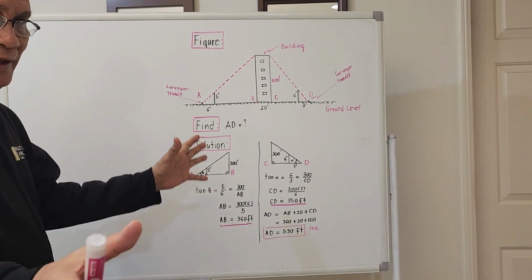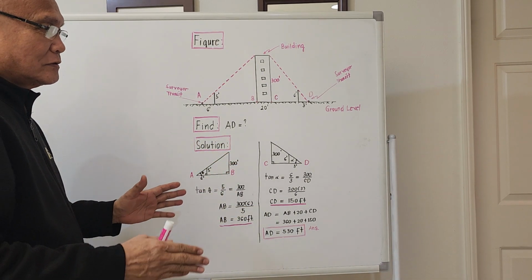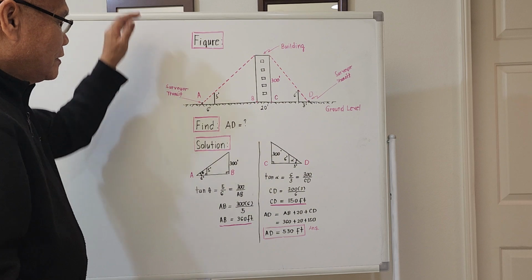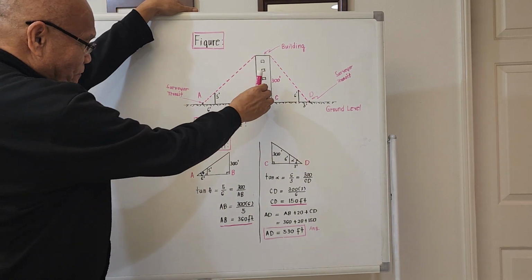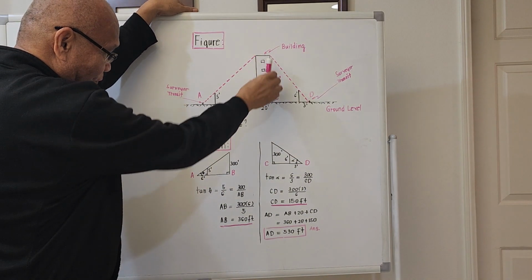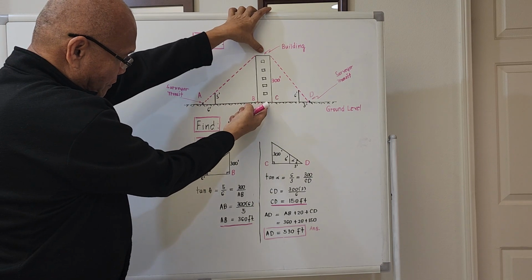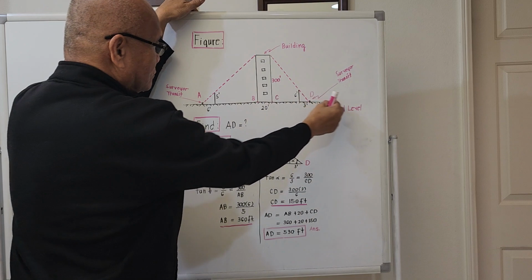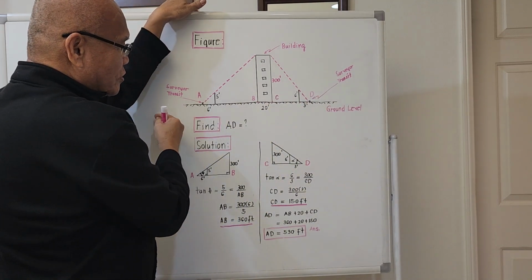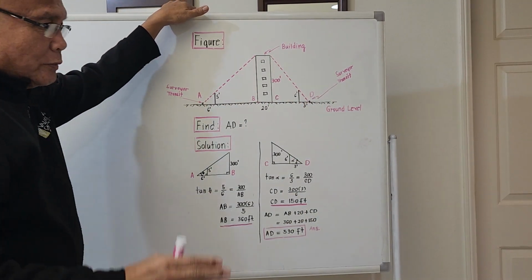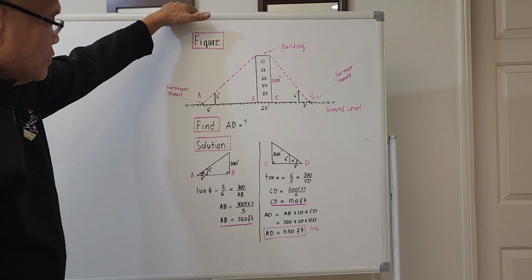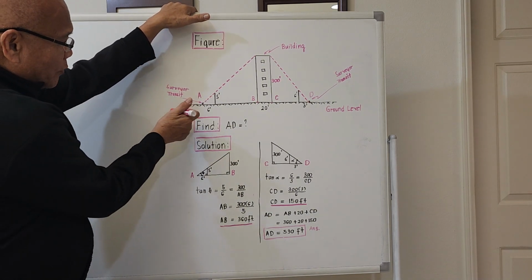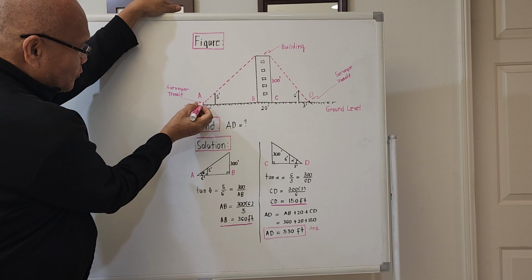I try to bring out the figure so I could bring out the problem. We got a building here. The height is 300 feet. And this is a horizontal ground. On this horizontal ground, we got two observation points. Meaning we got a surveyor here at point A. This is point A over here.